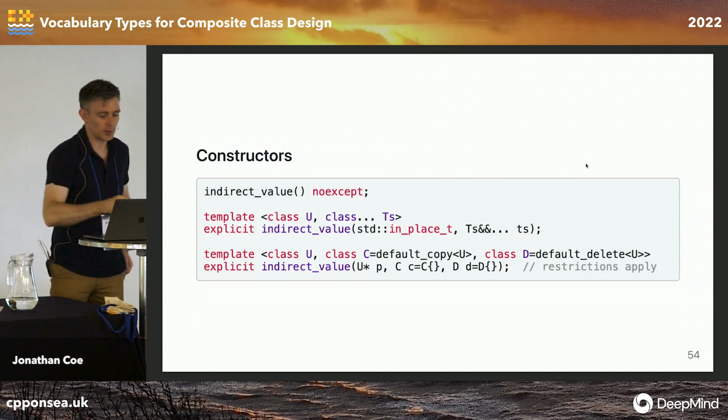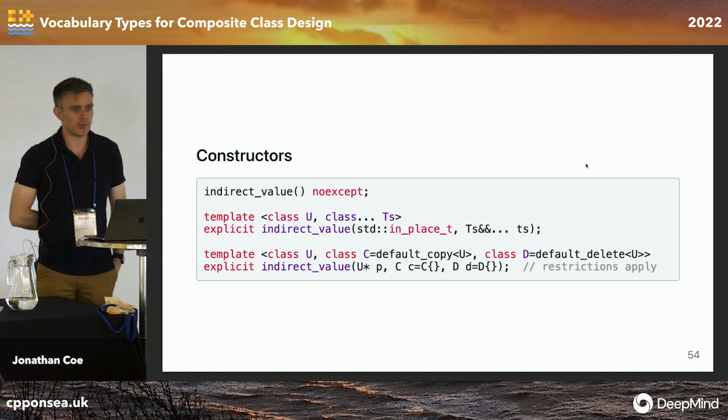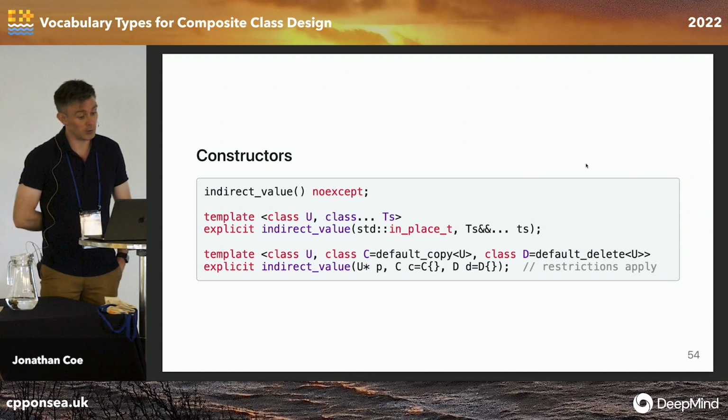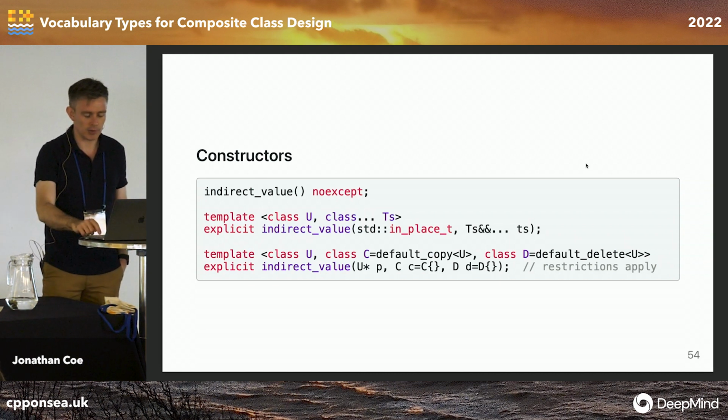And we have our constructors. So we have our default constructor, which will stick it into a sort of unengaged state, so it's got nothing in it. And just like polymorphic value, you can do this in-place construction. We don't need to specify the type going in there now. The type is implicit because you're not allowed to put derived types into it. And indirect value also has this nasty pointer constructor for much the same reasons polymorphic value did.